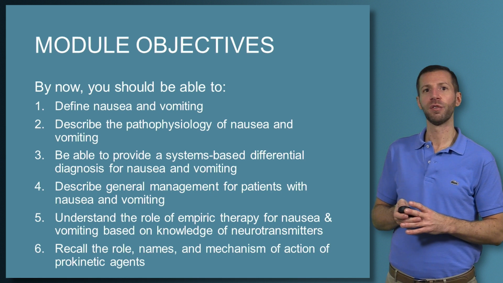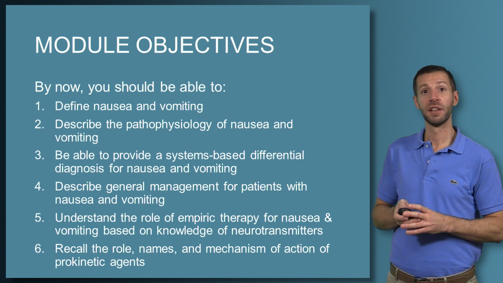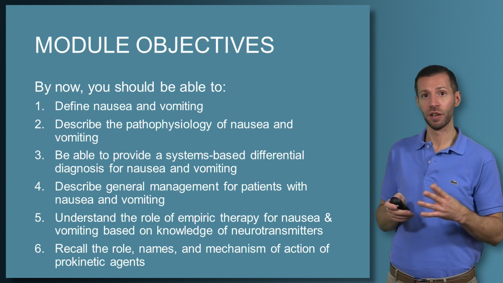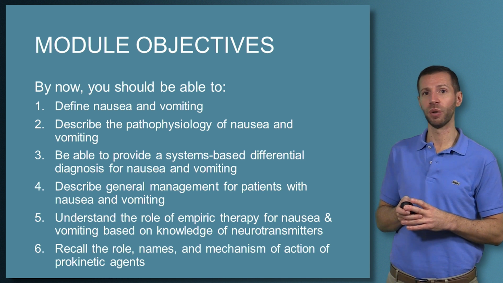So now we've finished a module, and hopefully you should be able to define nausea and vomiting, describe the pathophysiology of nausea and vomiting, provide a systems-based differential diagnosis for nausea and vomiting, describe general management for patients with nausea and vomiting, understand the role of empiric therapy for nausea and vomiting based on knowledge of neurotransmitters, and recall the role, names, and mechanism of action of prokinetic drugs.